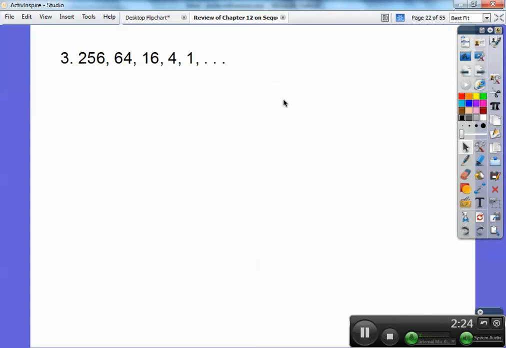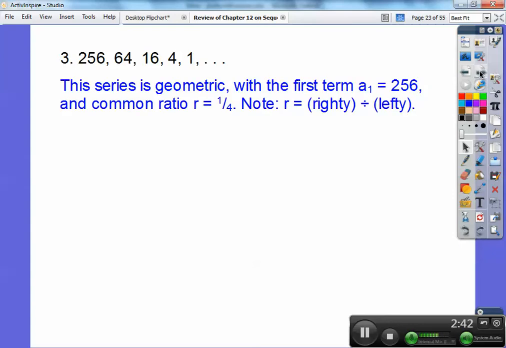Okay, this one looks like it's not going plus anything. In fact, it's going divided by 4, divided by 4, divided by 4. This one's a geometric one. Your ratio is, pick any two numbers, and it's always the right number divided by the left number. I like the small numbers. 1 divided by 4. That's my ratio, 1/4. Righty divided by lefty, I call it. So your first term is 256. Common ratio is 1/4. So just plug them in, you guys. It's 256 times 1/4 to the n minus 1. And that's it. You can't do anything else with that mess. That's your answer. Leave it right there.